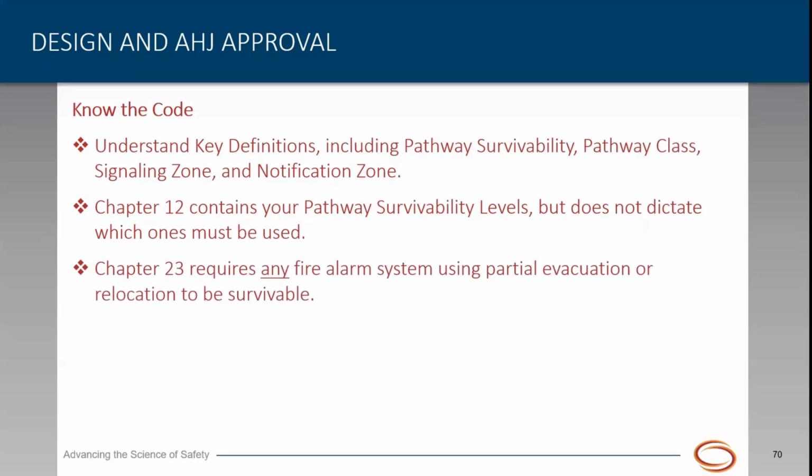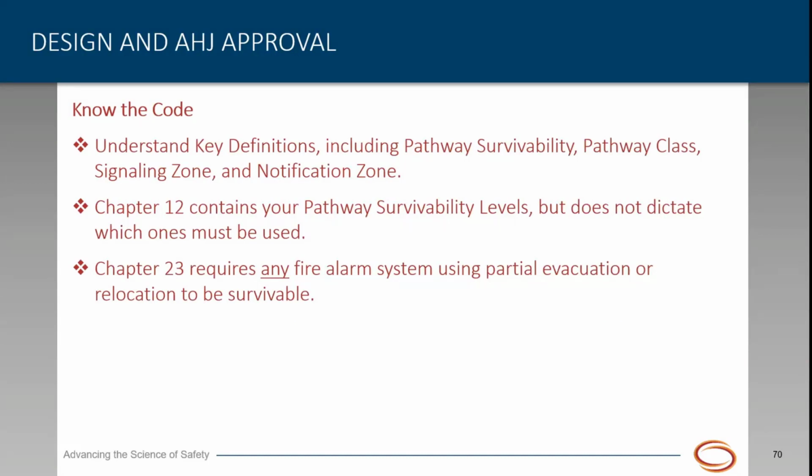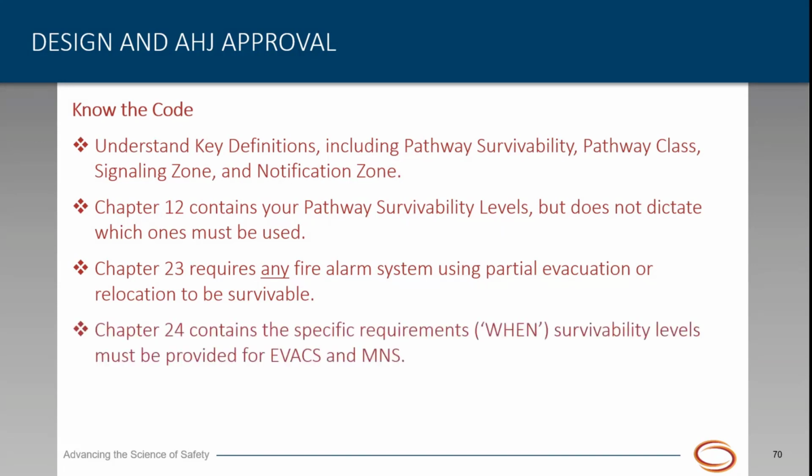Chapter 23 requires that any fire alarm system using partial evacuation or relocation needs to be survivable. Don't get fooled into thinking that just because a building is fully sprinklered, you do not need to provide survivable cable. Chapter 24 contains the specific requirements, the when of survivability levels must be provided. Now think about all types of circuits, not just notification circuits, but think of that word dependent and what must be provided. What is dependent on something else, and what happens if that dependency is severed?